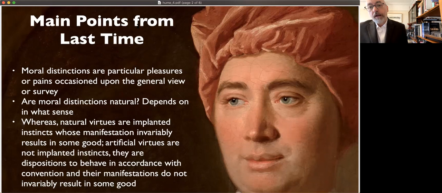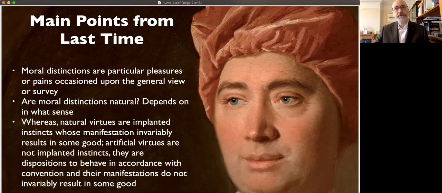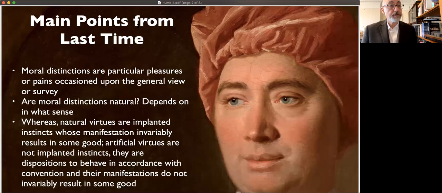Now, in contrast, the artificial virtues are going to differ in both these respects. Artificial virtues are not implanted instincts. Artificial virtues involve dispositions to behave in accordance with a general scheme or convention. And observances of this general scheme or convention are too various and complex to be the result of distinct behavioral dispositions that are native to the human frame.